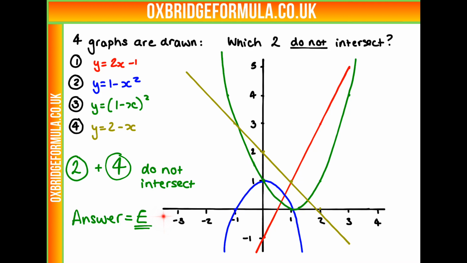Now another way to do this would be to set two graphs equal to each other. So say 2x minus 1 equals 1 minus x squared, and see if when we solve them we have real answers. And the ones that do not have real answers will be the ones that do not intersect. But our final answer is E.